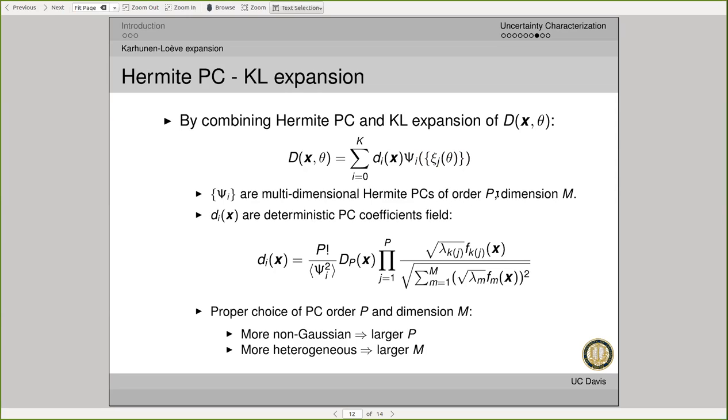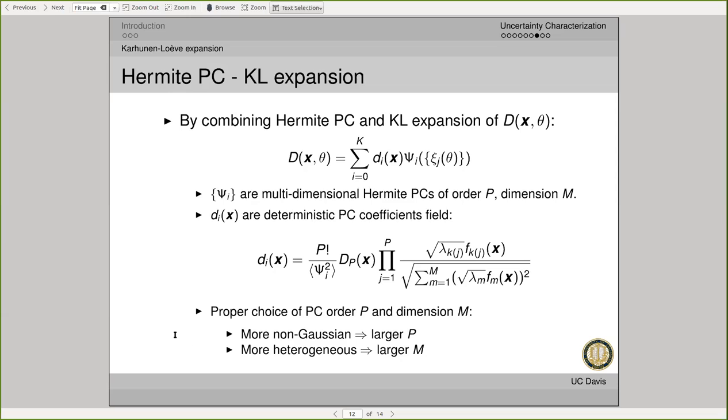Now, you need to identify the order of the polynomial chaos and also the dimension of the KL expansion in order to do this KL PC expansion. And here, the DIX is the deterministic polynomial chaos coefficient field. As you can see here, the formula of the DIX is related to both the DP, which comes from your marginal Hermite polynomial chaos expansion, and also the lambda I Fi, which comes from your KL expansion. So it contains both the information of the marginal distribution and also the correlation structure.